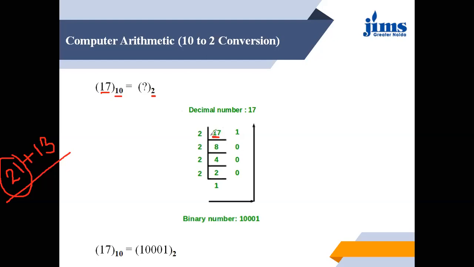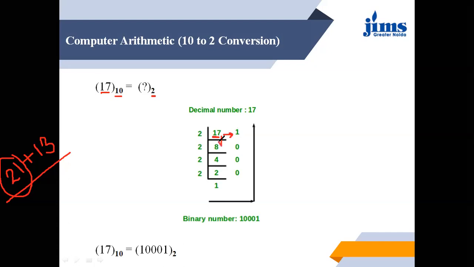We have to write the quotient. So 2 8s are 16. So the quotient is 8, and the remainder is 1. Write the remainder in front of it and the quotient below.